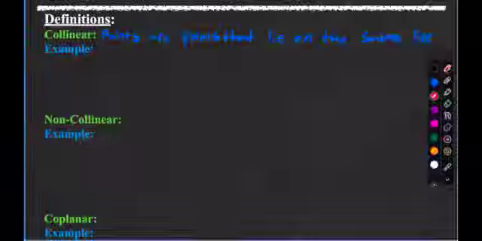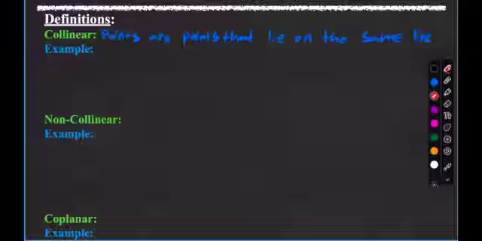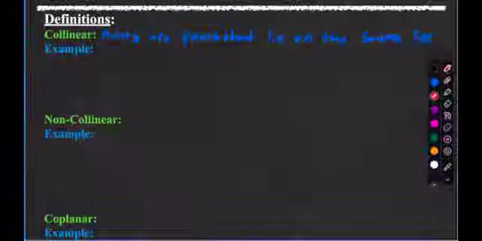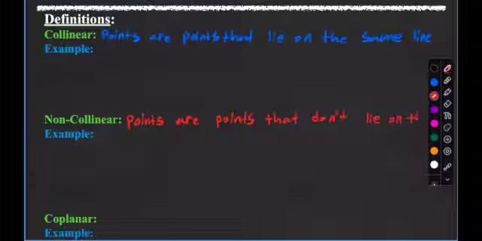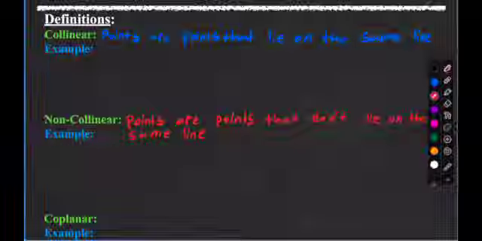Let's get to non-collinear. So if collinear means that these are points that are on the same line, non-collinear would mean that these are points that are not on the same line. Okay, so non-collinear, we're going to say, are points that don't lie on the same line. Let me give you a few examples of this.